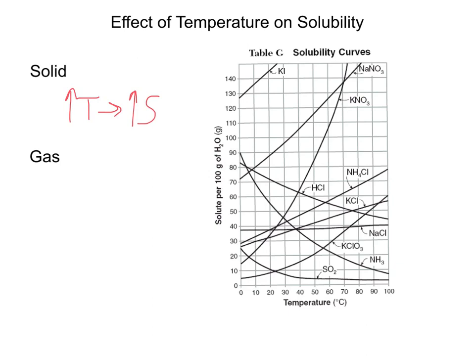Now, something we may not think of very often is for gases. Gases are the opposite of solids. As you increase temperature on a gas trying to dissolve in a liquid, you actually decrease its solubility. This is why a lot of the major fishing areas of the world are found in cold water, because cold water holds more dissolved oxygen than warm does. So this is just a trend you need to know for the temperature effect on solubility.